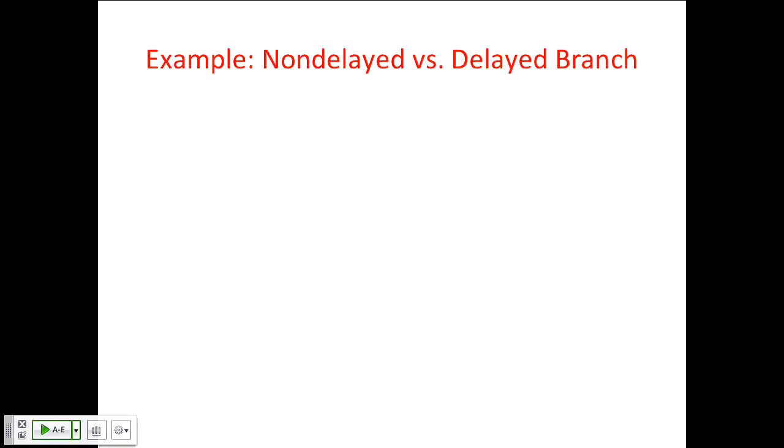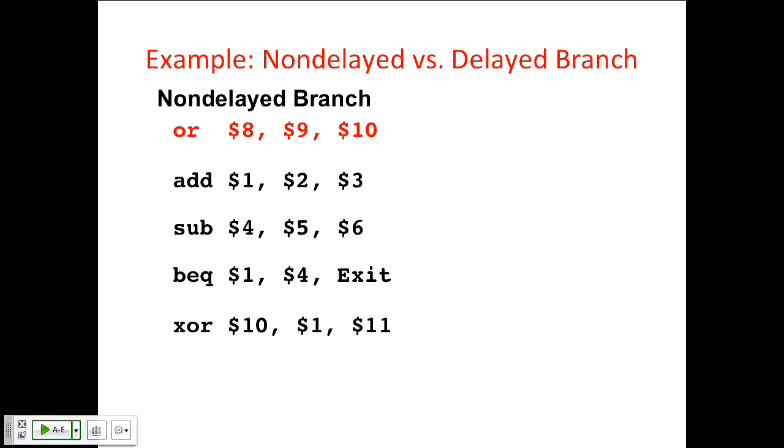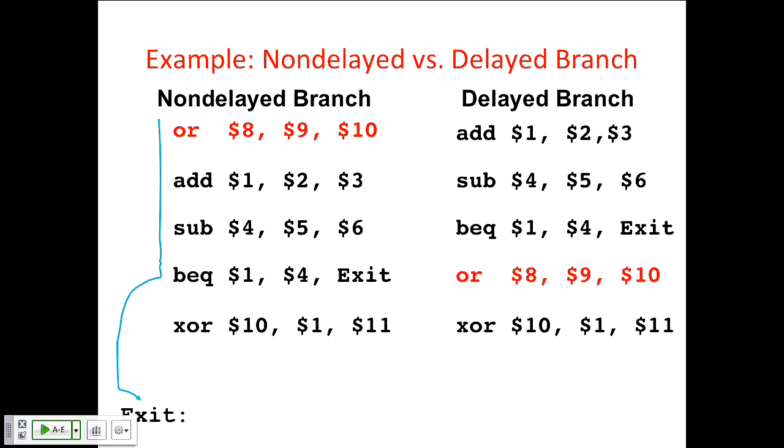It seems a bit crazy, but I'll show you a non-delayed branch, what you would expect to happen if you're a software person. If I see code like this, OR, SUB, branch if equal, XOR, the branch is taken, at this point I jump to exit. That's what you'd expect to happen. But in a machine with delayed branches, what actually happens is, I'll move this OR instruction down here. After the branch, the next instruction is always executed, and then the branch is taken.